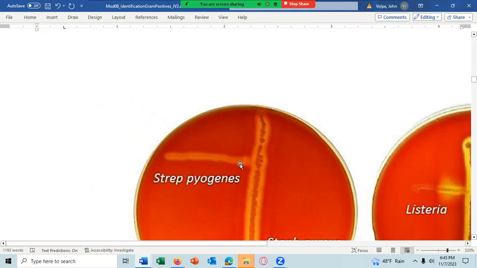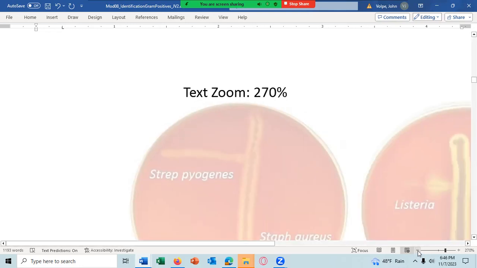Streptococcus pyogenes has very small colonies and makes a very thin streak. That is the streak of the Streptococcus pyogenes. And then the whitish region or lighter region around it is the beta hemolysis caused by Streptococcus pyogenes. Any question about that?